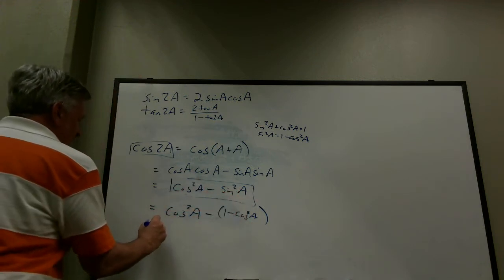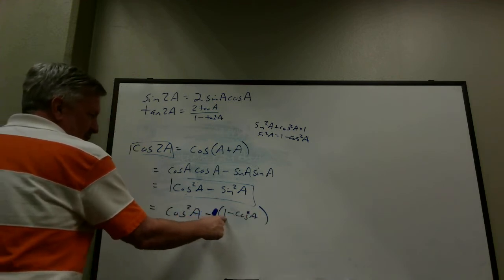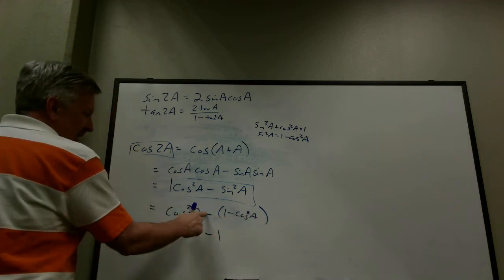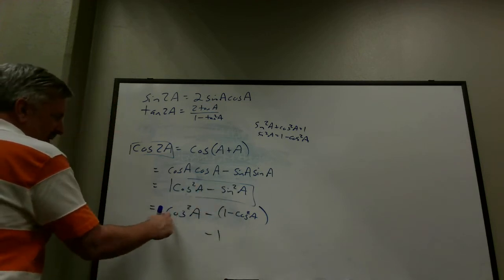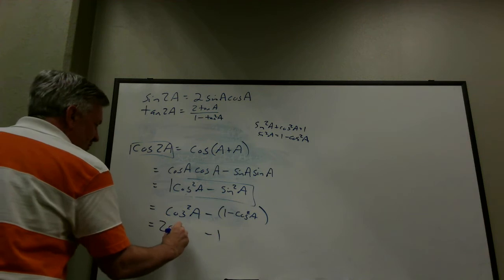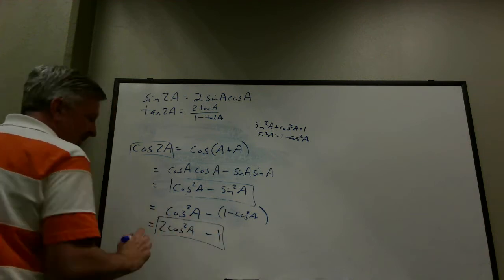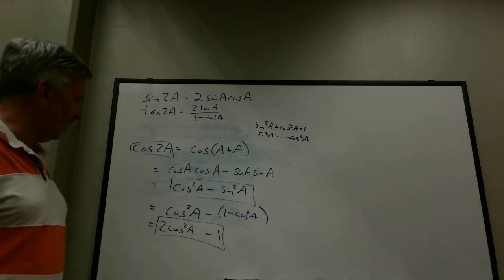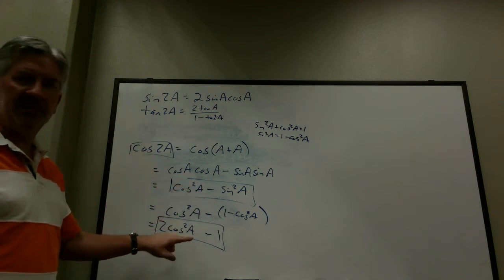Let's simplify. Notice when I distribute the negative here, I get a minus 1, no problem. But I get a plus cosine squared a. I already have a cosine squared a here, so you add those together, you get 2 cosine squared a. And notice that is the next one in the theorem. So this is equal to this is equal to this.